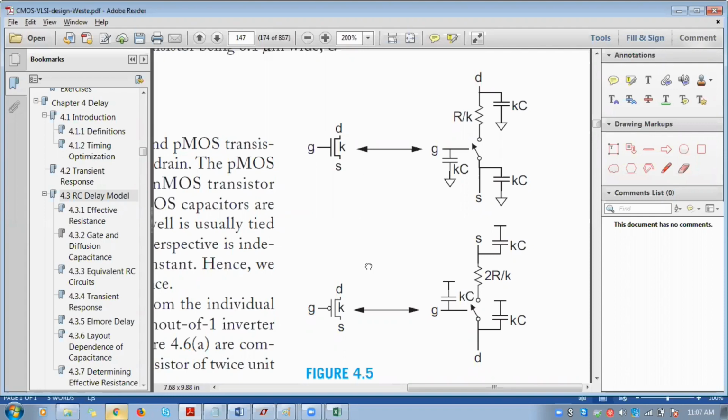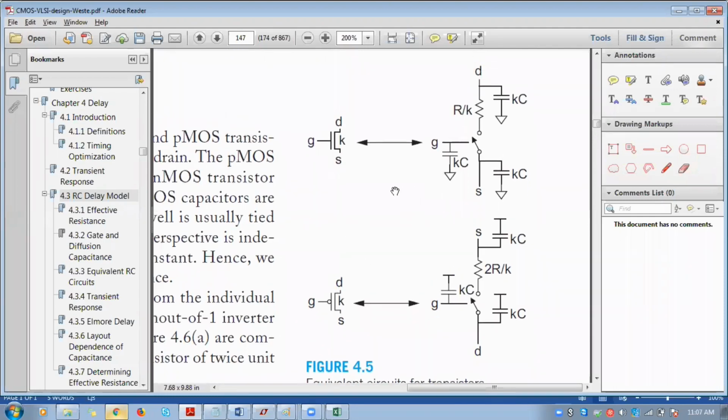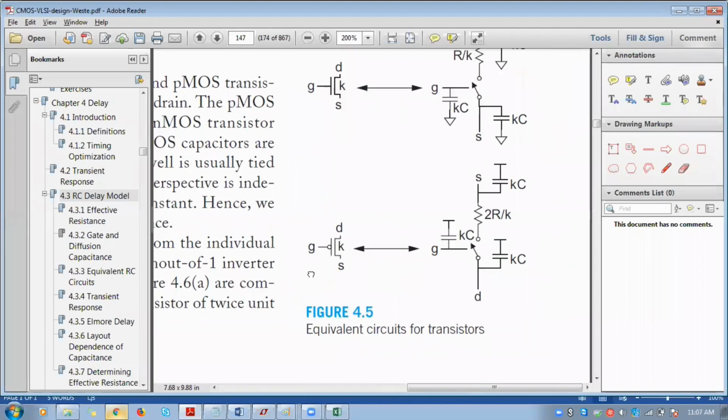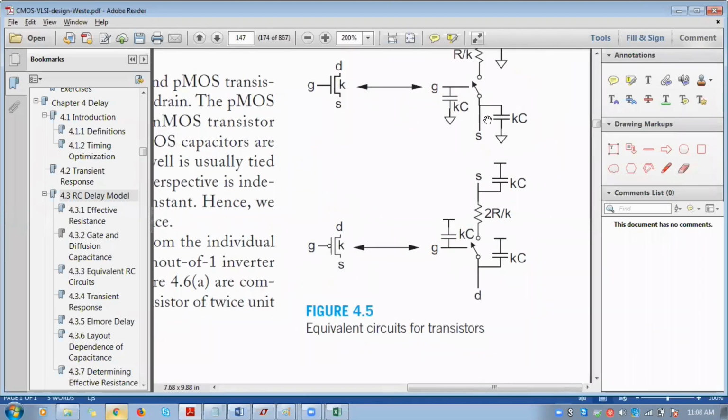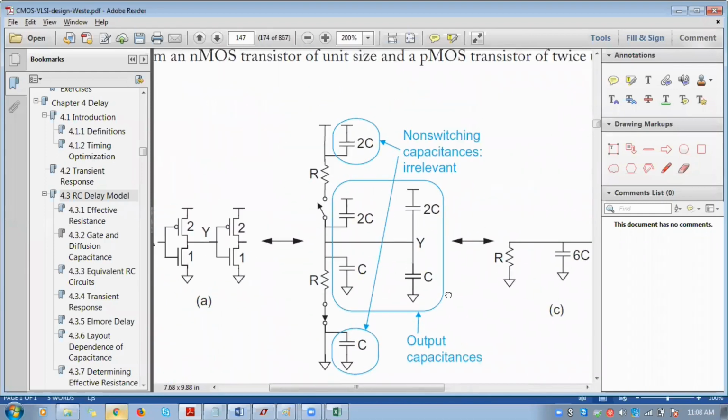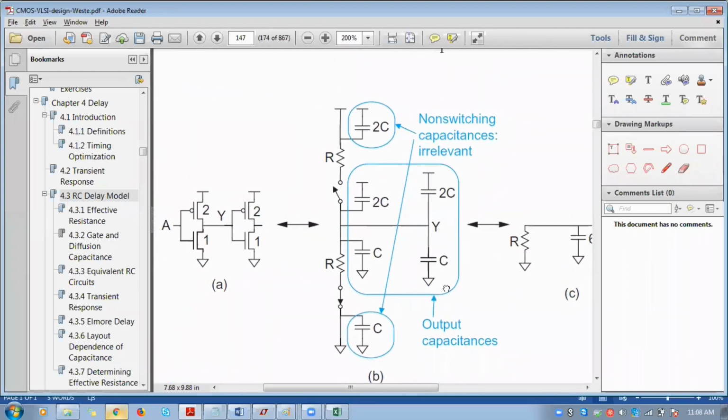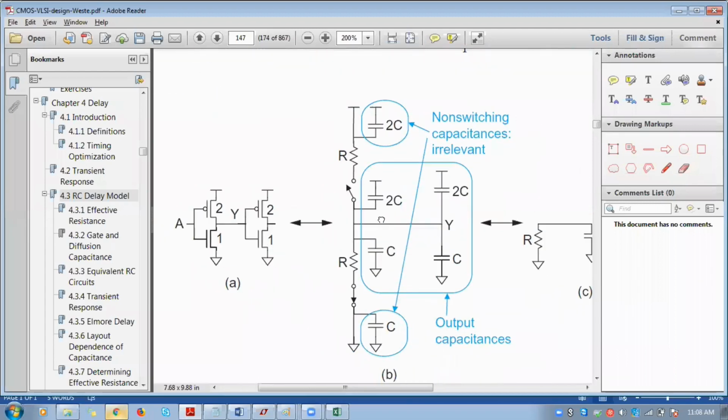This picture represents the equivalent circuit of both NMOS and PMOS with respect to the internal resistance as well as the capacitance associated with both the transistors. If you know this equivalent circuit, we can proceed with the circuit. For example, if you want to calculate the RC delay of an inverter, we will connect the PMOS as well as the NMOS equivalent circuit together. This is the connection of two inverters.